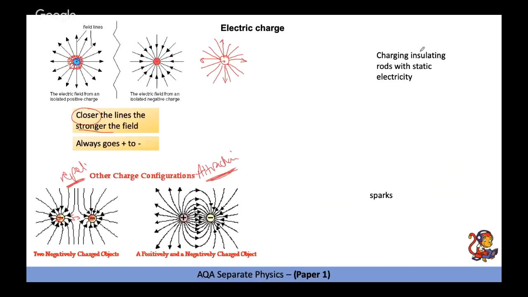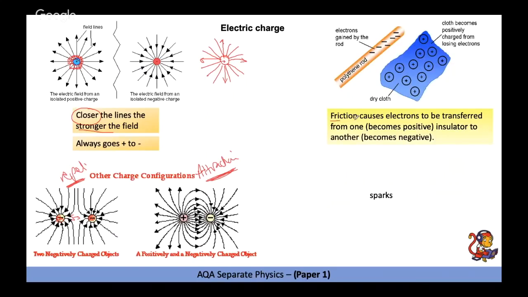So if we were to charge an insulating rod with static electricity, how do we do that? Well, all you need to do is use friction. Friction, by me rubbing the cloth on the rod, causes electrons to be transferred from one. Now that's the one that's going to become positive. If we're losing electrons from this cloth, the cloth overall will have a positive charge left behind. And it's going to go to another one. So this rod here is going to become negatively charged. It's gaining the electrons. It's only electrons that move. When they leave something, they create positive charge. When they move to something, they create negative charge.